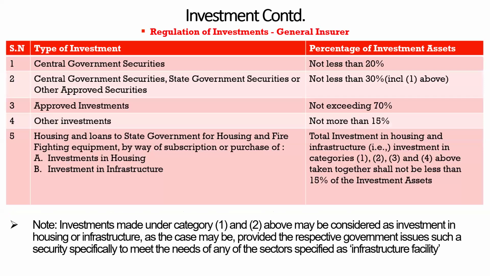Now coming to the regulation, the limits of investment security wise. There are various limits. We will discuss one by one. First limit is security wise. First, central government securities not less than 20%.